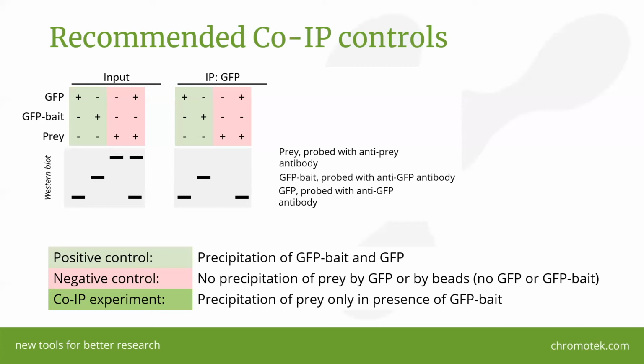And then if you conduct the proper co-immunoprecipitation experiment, which is here in bright green, you have in the input the GFP-bait protein and the prey protein. And if you do an IP, both proteins must be detectable in the Western blot, by the prey antibody and the GFP antibody. This is how a really good working co-immunoprecipitation looks like. And if you achieve that, I can really just say congratulations.